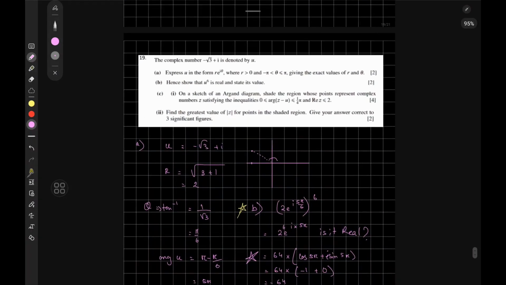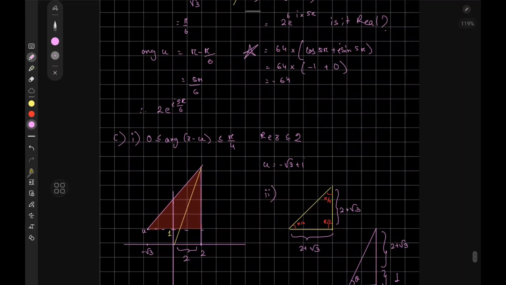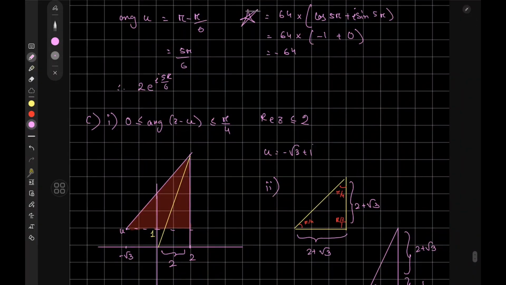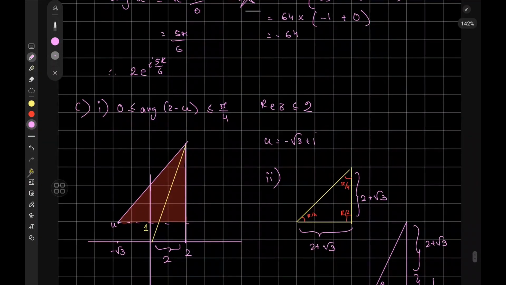And question C, what is it saying? On a sketch of an Argand diagram, shade the region whose points represent complex number z, satisfying the inequalities. Argument of z minus u is between 0 and 1/4 of a pi. So what does this mean? z minus u is basically telling you that this difference of coordinates is supposed to make a theta between 0 and pi by 4. So let's plot the known value of complex number, which is u.